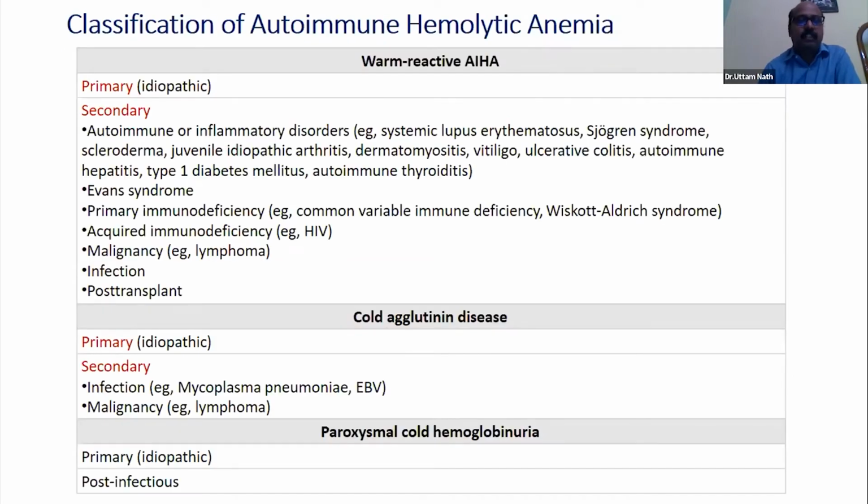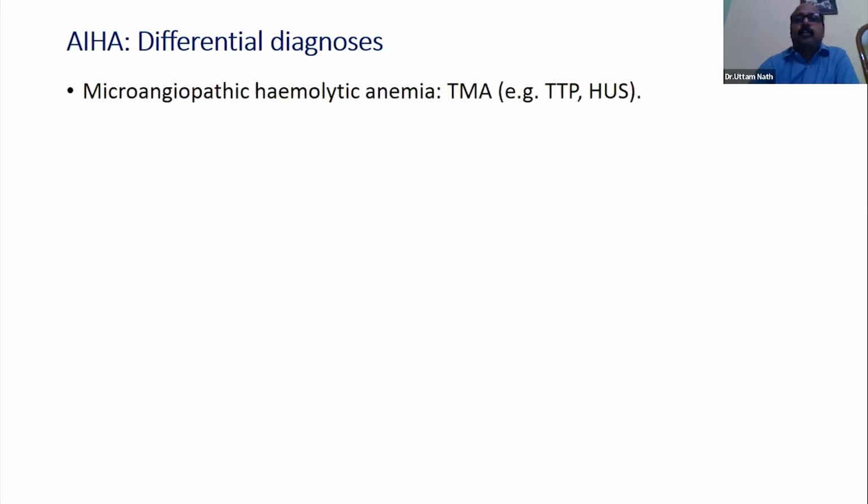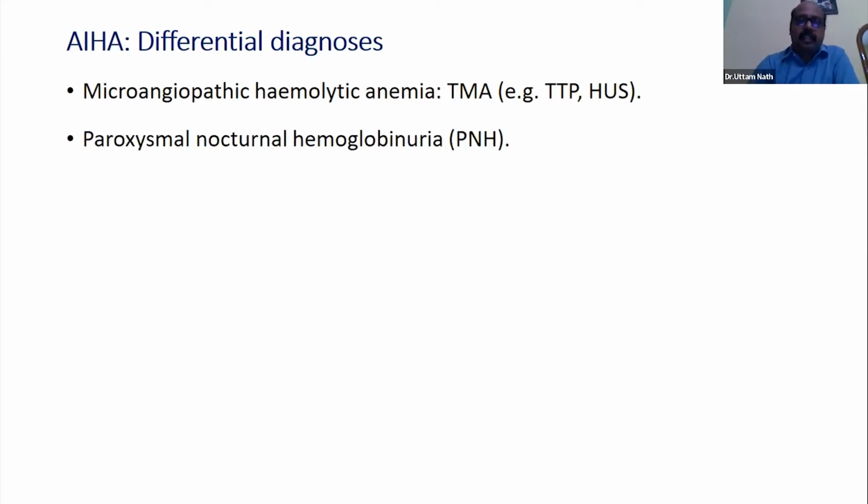So with this classification in the background, we'll discuss briefly the common differential diagnosis of AIHA. Thrombotic microangiopathies, which are associated with microangiopathic hemolytic anemia, conditions like TTP and hemolytic uremic syndrome. Then PNH. PNH is an important differential diagnosis of AIHA. Macroangiopathic hemolysis, like dysfunctional prosthetic heart valves, and other causes of trauma.